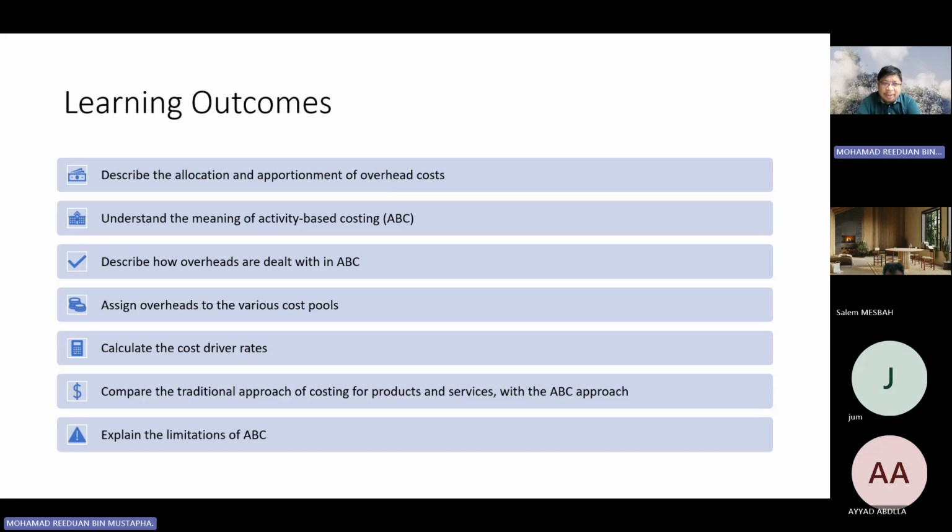So the learning outcomes of this chapter are to describe the allocation and apportionment of overhead costs, to understand the meaning of activity-based costing, to describe how overheads are dealt with in activity-based costing, to assign overhead to the various cost pools, to calculate the cost driver rate, to compare the traditional approach of costing for products and services with the activity-based costing approach, and to explain the limitations of activity-based costing. So this is what we expect you to understand about activity-based costing.